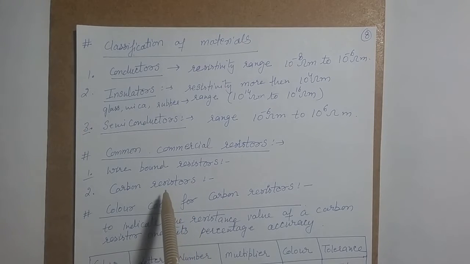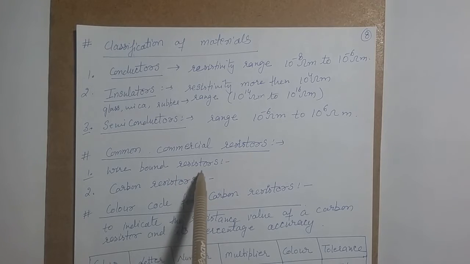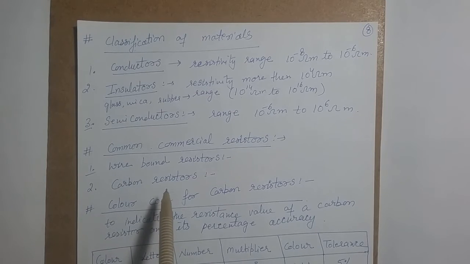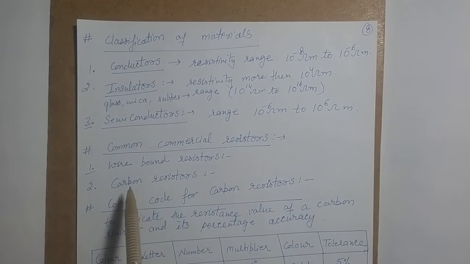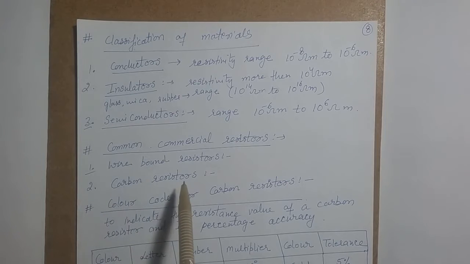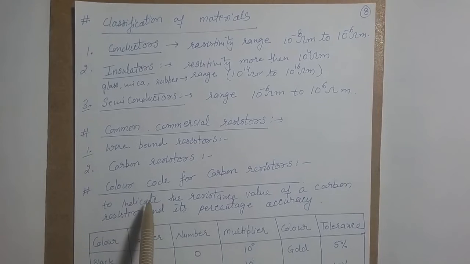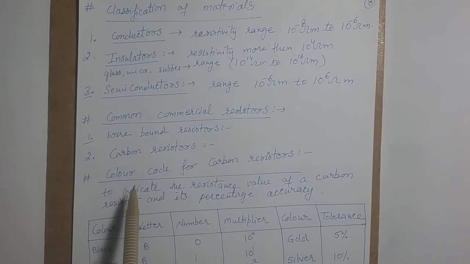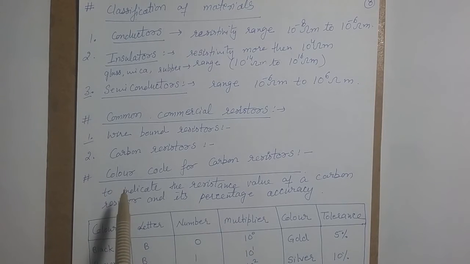What are the various kinds of resistors we are using nowadays for commercial purposes? One is the wire bound resistor and another one is the carbon resistor. We are using these carbon resistors in abundance for our electrical or semiconductor devices. Now, how do we find out what is the value of a given resistor, or what kind of particular resistor is required for a given circuit?